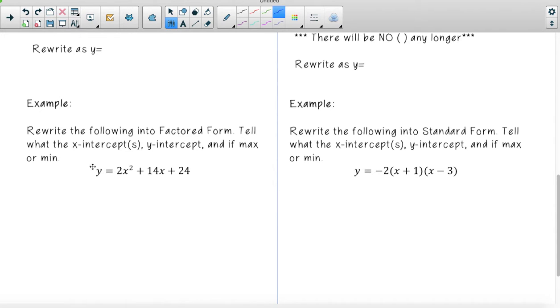The original problem is in standard form because there are no parentheses in here, and it goes in descending order with your exponents. You have x squared, x to the first, and then no x. So this is standard form. This problem can automatically tell us what our y-intercept is because it is in standard form. Our y-intercept still comes from our c value. So that's going to be our 24. So we can actually go ahead and say that our y-intercept is at 0, 24.